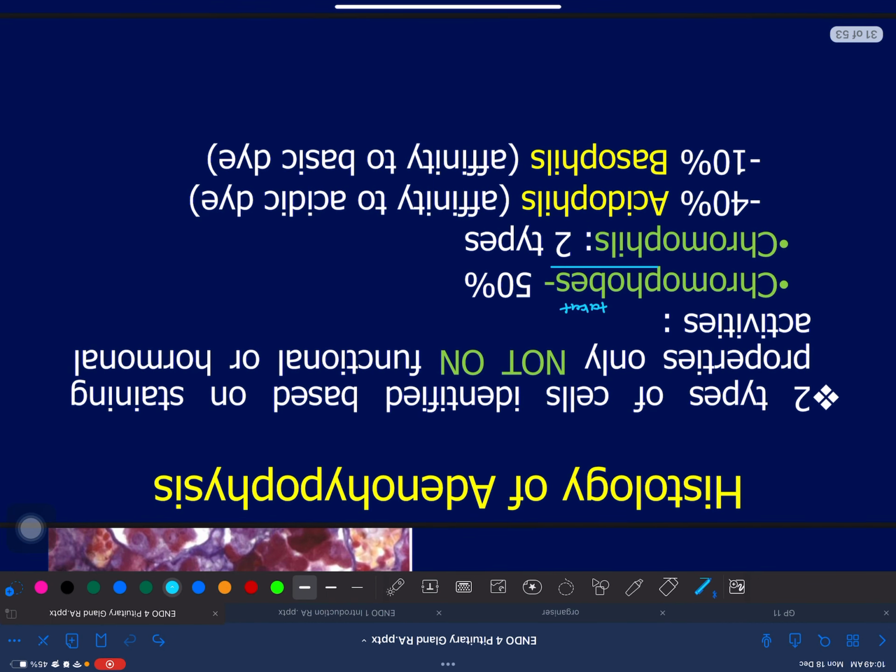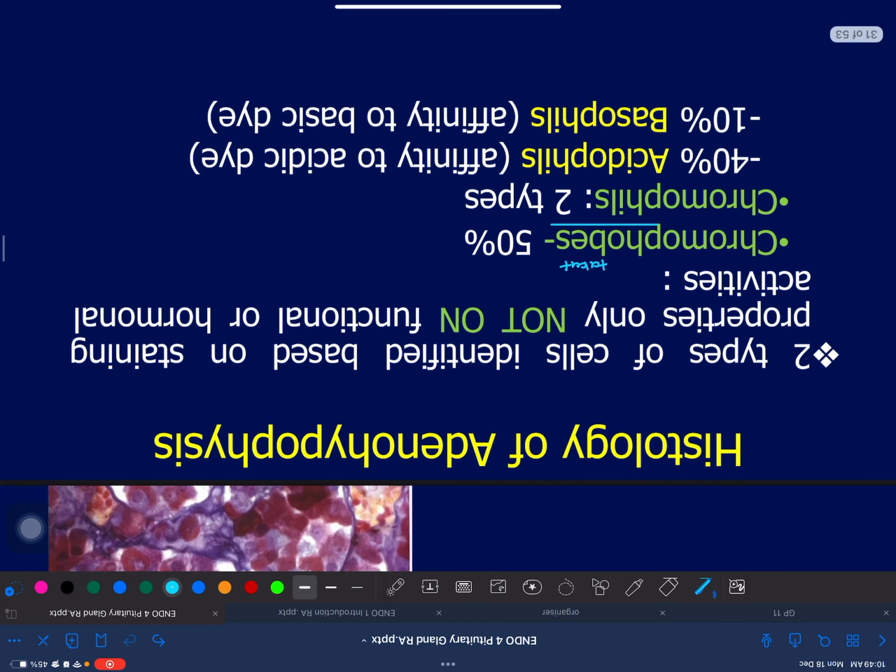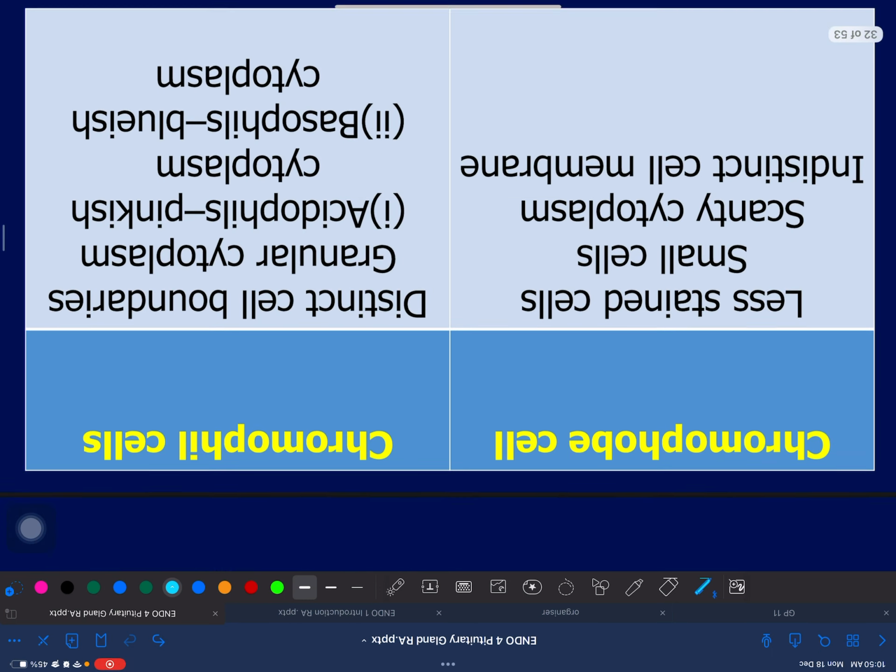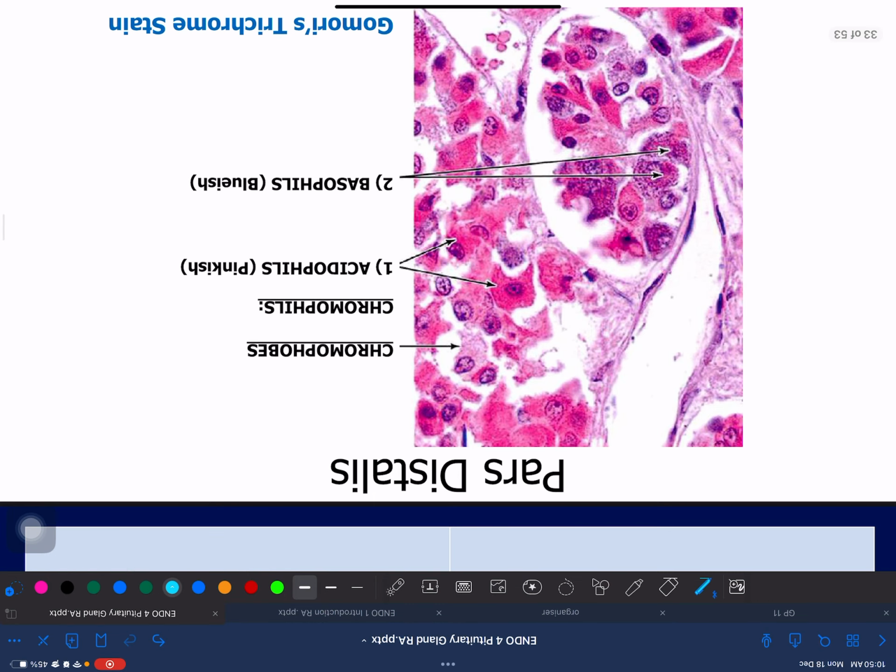Okay, so the chromophobe cell has less stem cells, small cells, scanty cytoplasm, and indistinct cell membrane. However, the chromophil cell, you can see there are distinct cell boundaries, and the cytoplasm appeared pinkish or bluish. So if pinkish it is acidophil, if bluish basophils. You look at the cytoplasm. Okay, if it is pale, that is chromophobes.